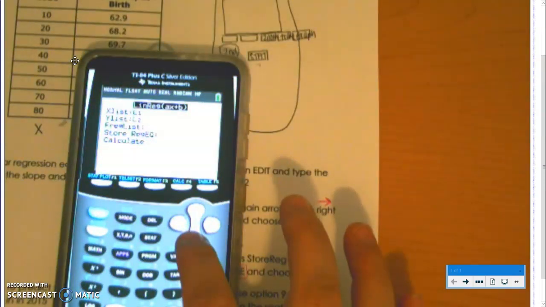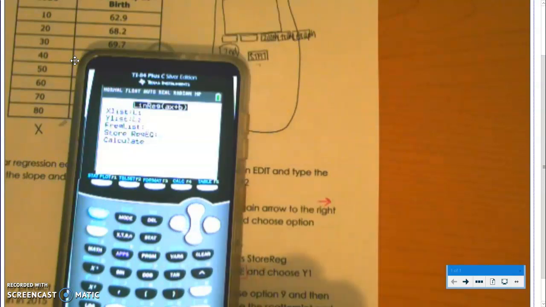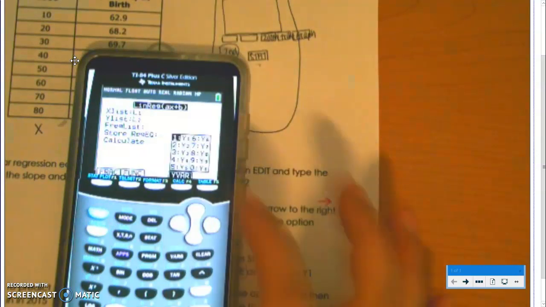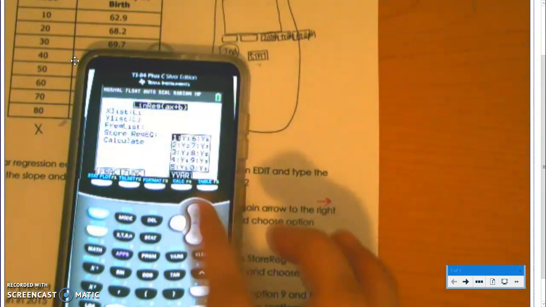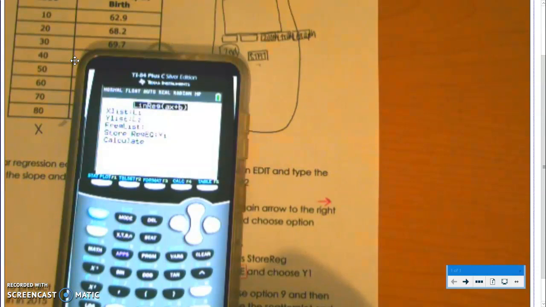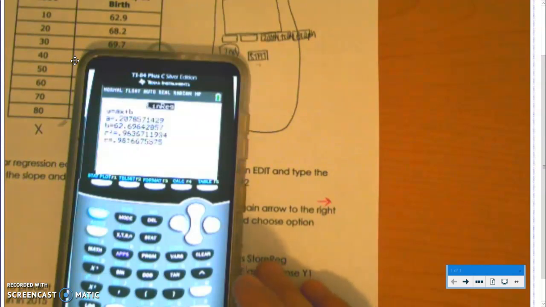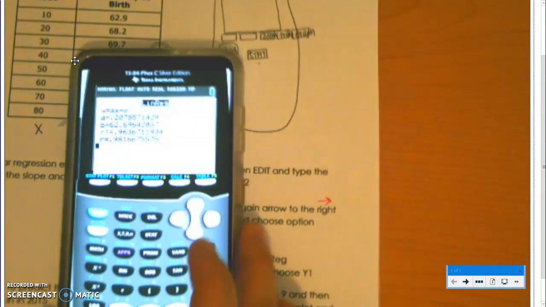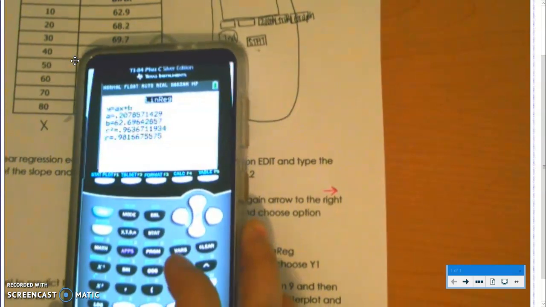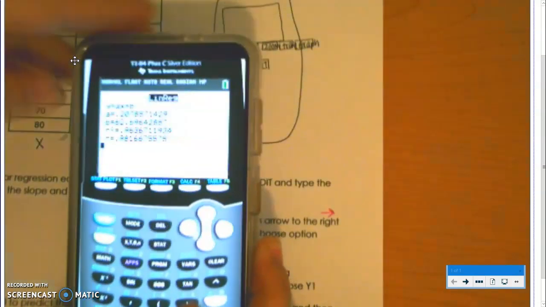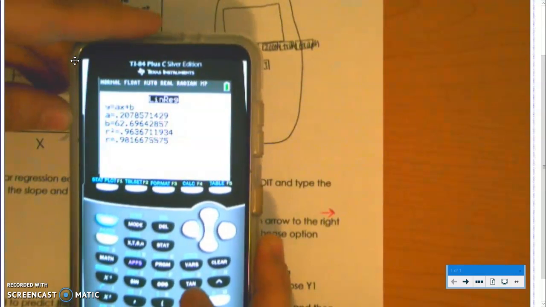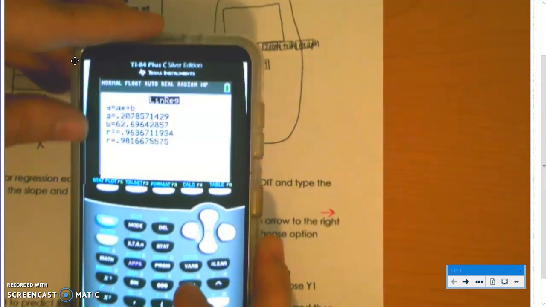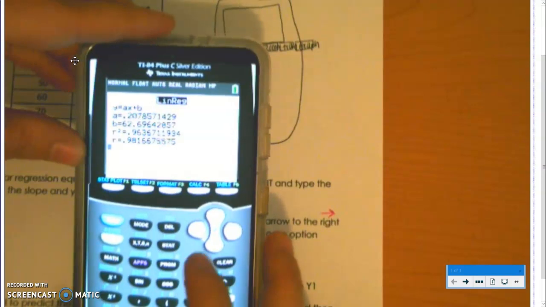I'm going to go down to where it says store the regression equation. I'm going to hit alpha trace, and see how it says Y1. I'm just going to push enter. Then I'm going to go down and hit enter where it says calculate. So that's my line of best fit. I'm going to have to replace the A with what it tells me A equals, and replace the B. But see that r squared and the r, those are the correlation coefficients.